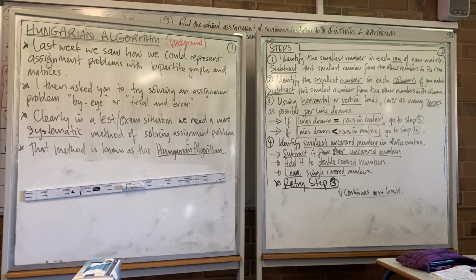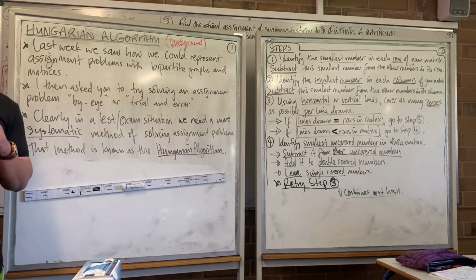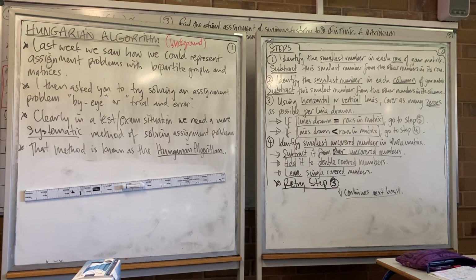I then asked you to try solving an assignment problem by eye, or trial and error. And although one of your classmates did find the right answer, it might not have been the most efficient way. It might have taken longer than you should have. So clearly, in a test or exam situation, we need a more systematic method of solving assignment problems. That method is known as the Hungarian algorithm, okay? This will get the same answer that your classmate got, but you'll know that it's the right answer.